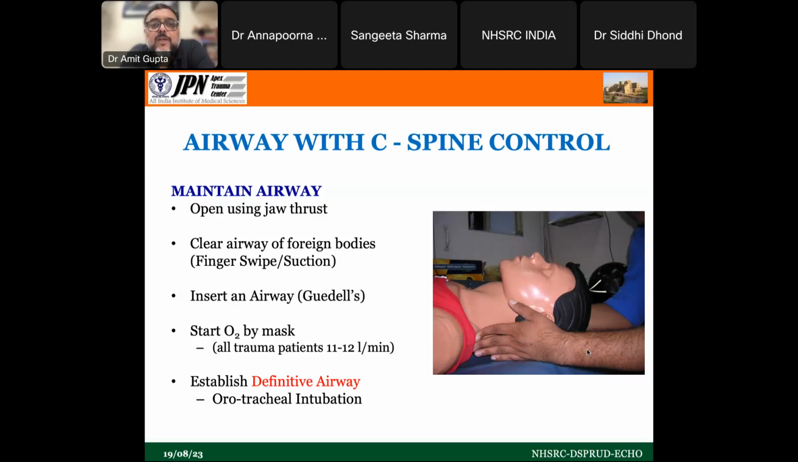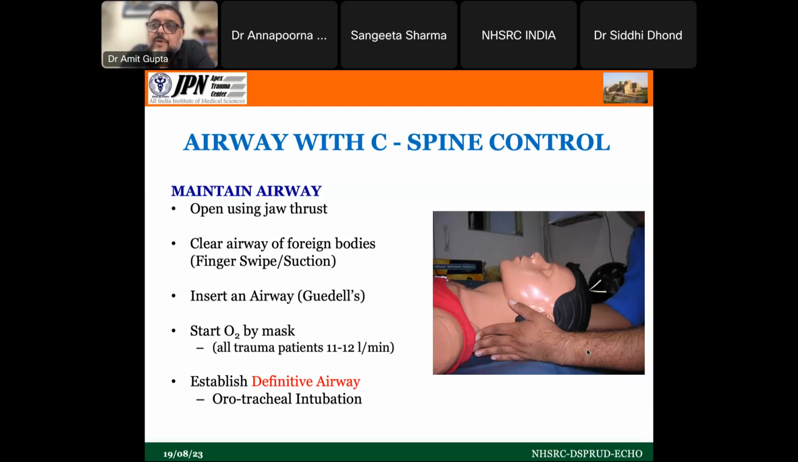Then you clear away the foreign bodies by finger swipe or suctioning. The most common foreign agent which is obstructing is saliva or blood. And the most common thing which obstructs is tongue falling back in an unconscious patient. So you initially insert the Godel's airway, start oxygen by mask, and try to establish a definitive airway.